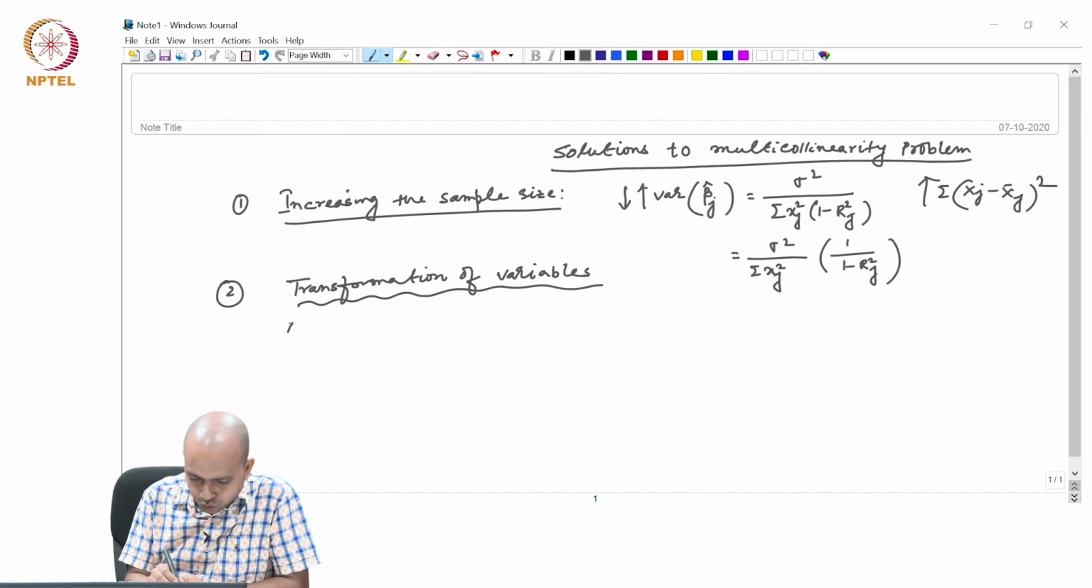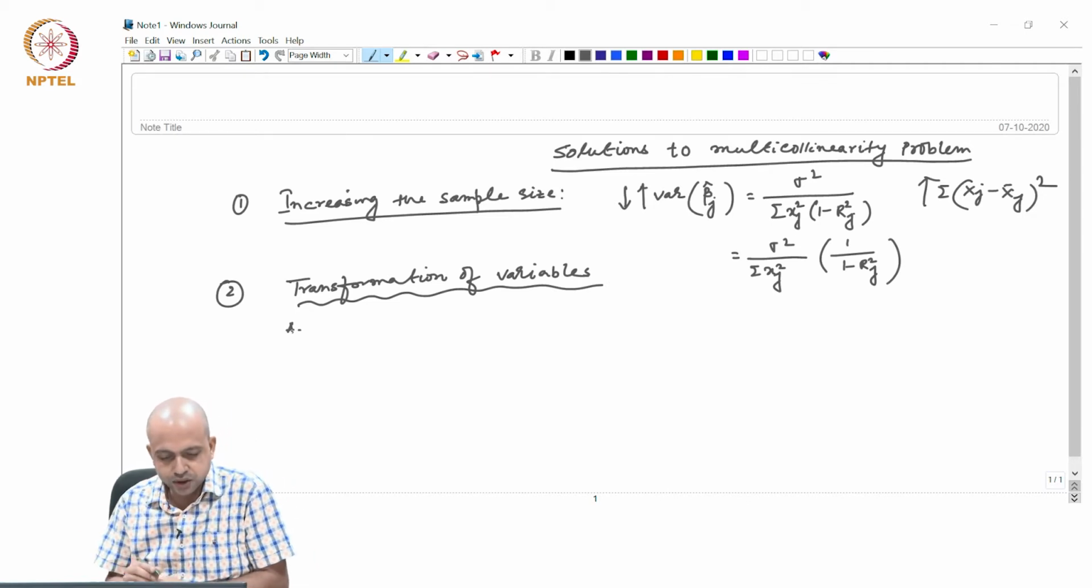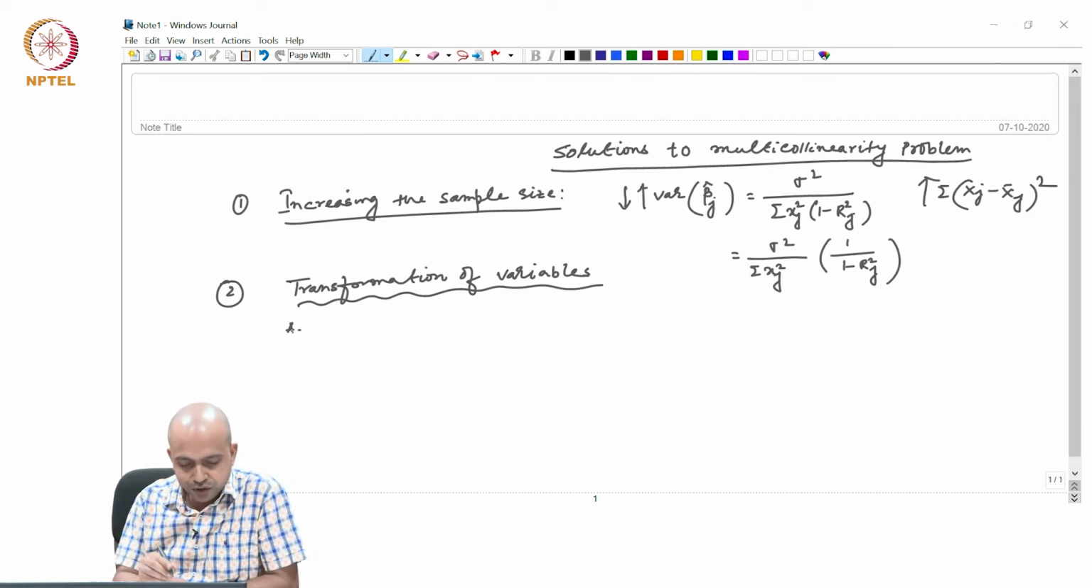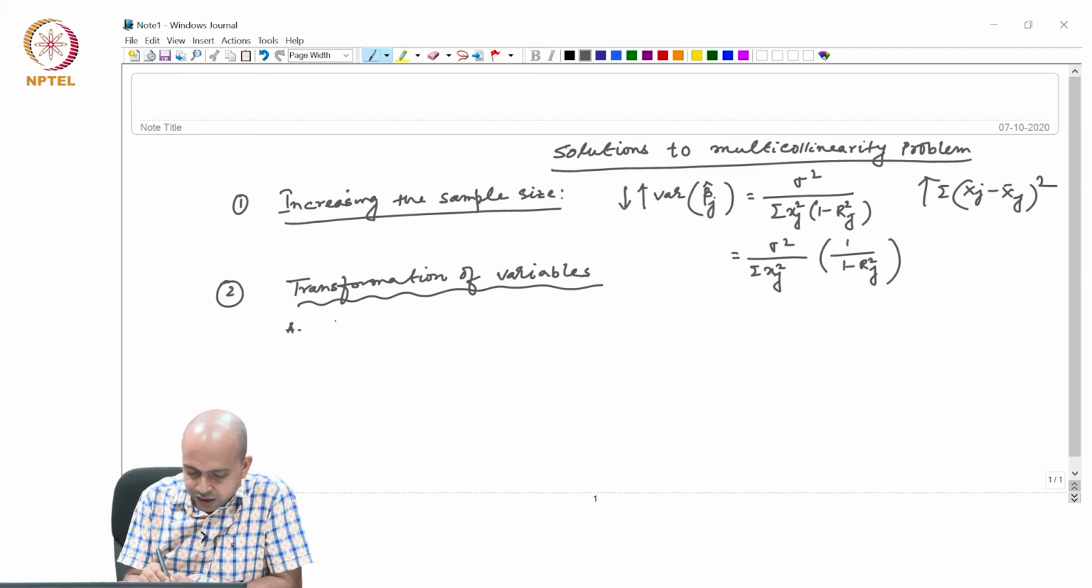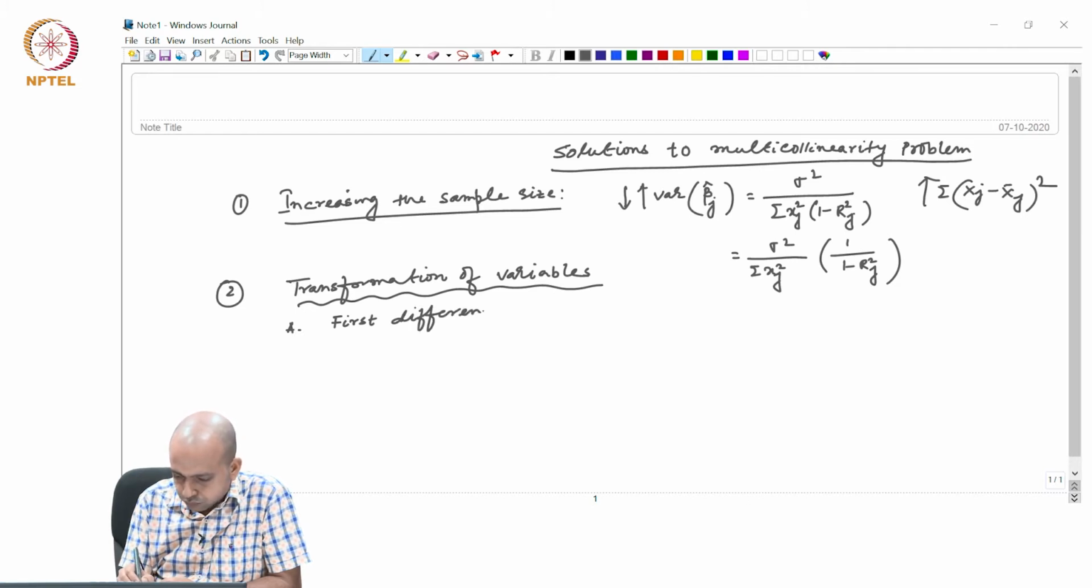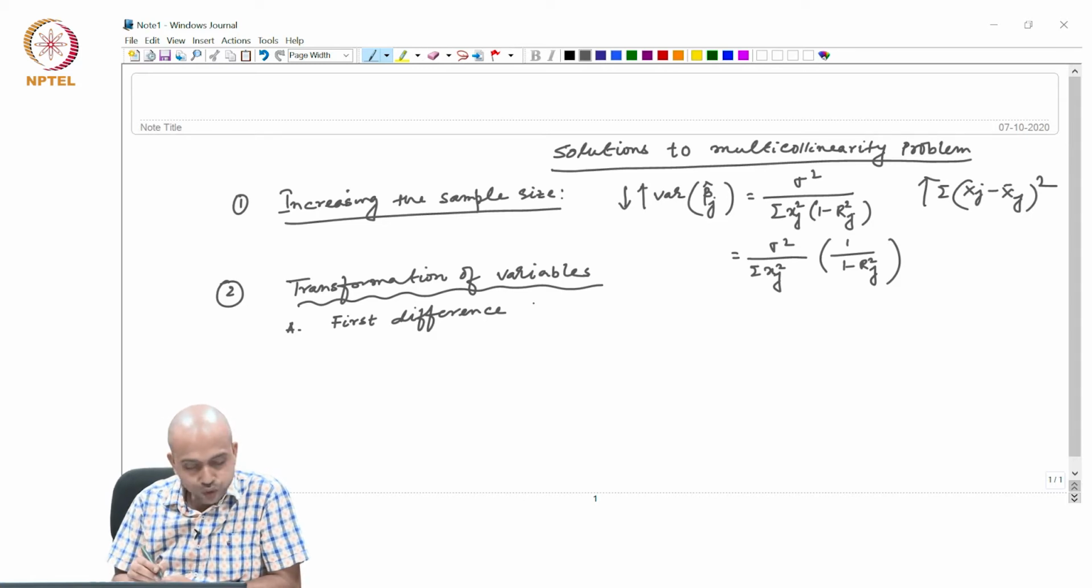And here we will first discuss two things within the transformation of variable. This is 2a, which says that you can reduce the severity by taking the first difference. How? We will explain.